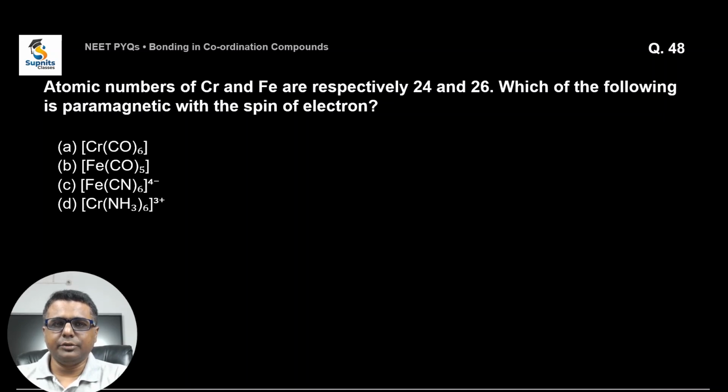Okay, next question. Which one of the following is paramagnetic? I have to find out which one of the following is paramagnetic. Very good, no problem. What I'll do is first chromium. Chromium is basically 24. Its electronic configuration is 3d5 4s1. It has an anomalous configuration. 4s2 3d4 should have been there, but it is anomalous due to half filled orbitals in the d subshell.